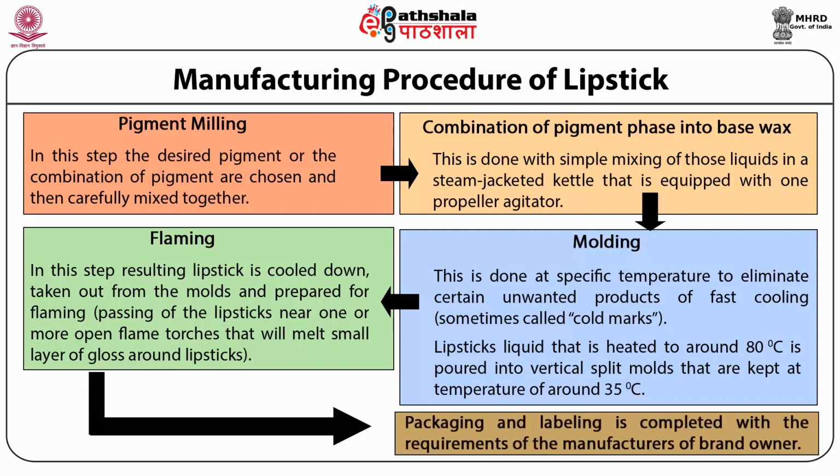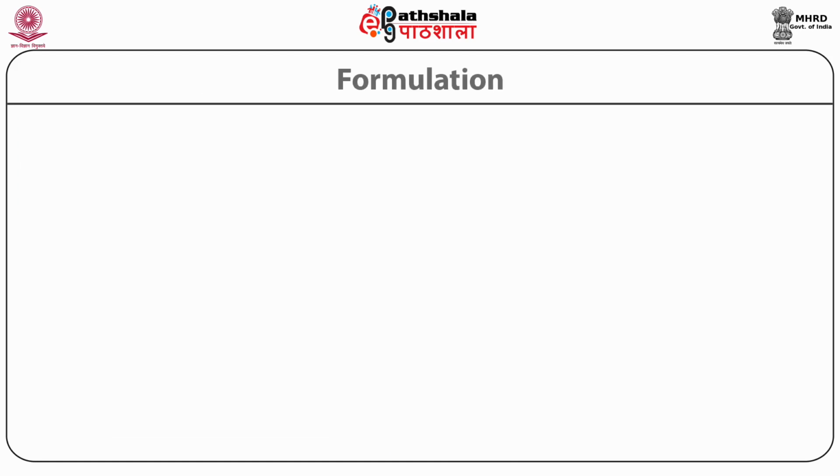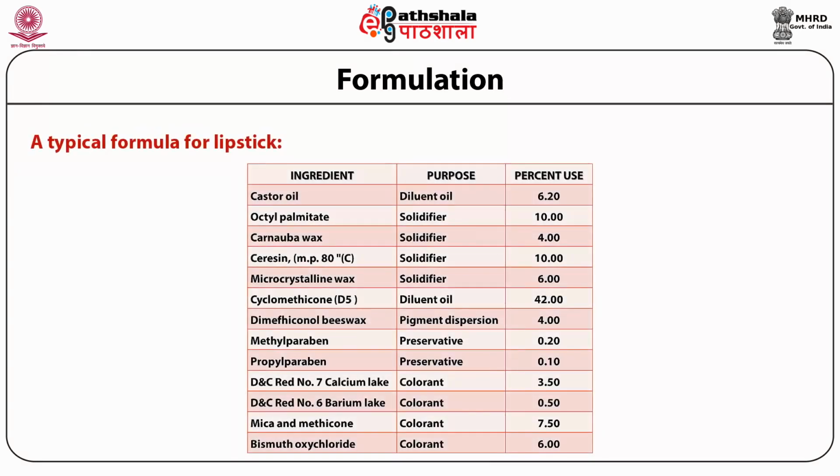Packaging and labeling is completed with the requirements of the manufacturers of the brand owner. Here we have given a typical formula which has been used for the preparation of lipstick. It contains castor oil, octyl palmitate, carnauba wax, sericin, microcrystalline wax, cyclomethicone, dimethicone, beeswax, preservatives as methyl paraben and propyl paraben, and 4 different colors have been added.